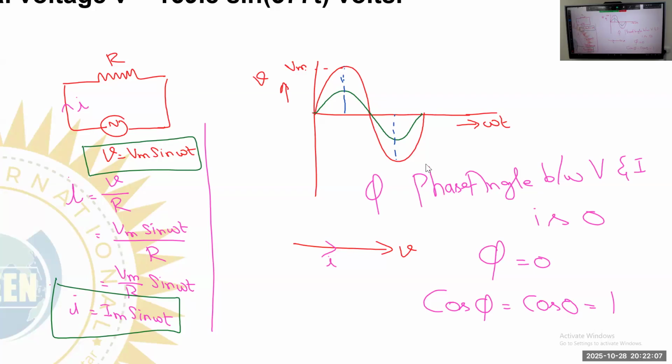So from this, what information will we remember? Number 1, power factor is the cosine of the angle between voltage and current. Number 2, for the pure resistance, the angle between voltage and current is 0 degrees. Okay, so this is for the pure resistance.